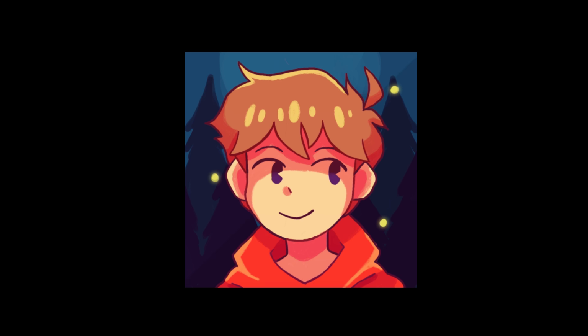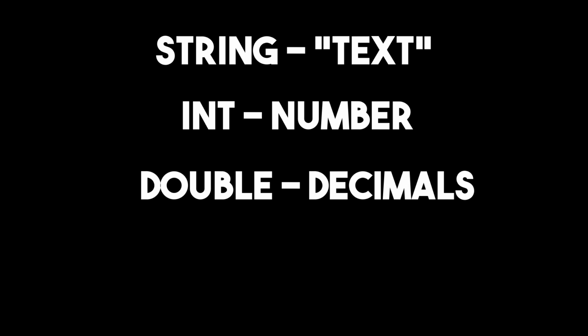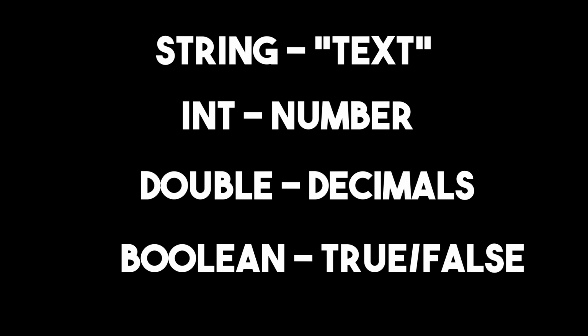There are 4 types of variables we will cover today: string, int, double, and boolean. A string variable contains text, an int variable contains numbers, a double variable contains numbers with a decimal, and boolean variables contain either true or false.